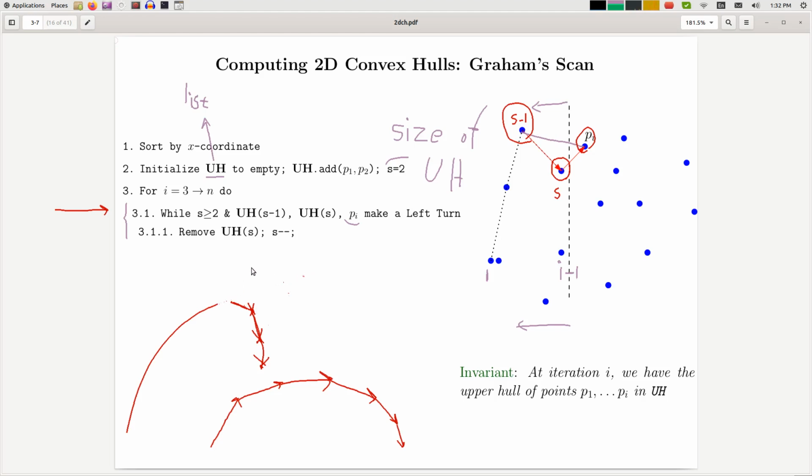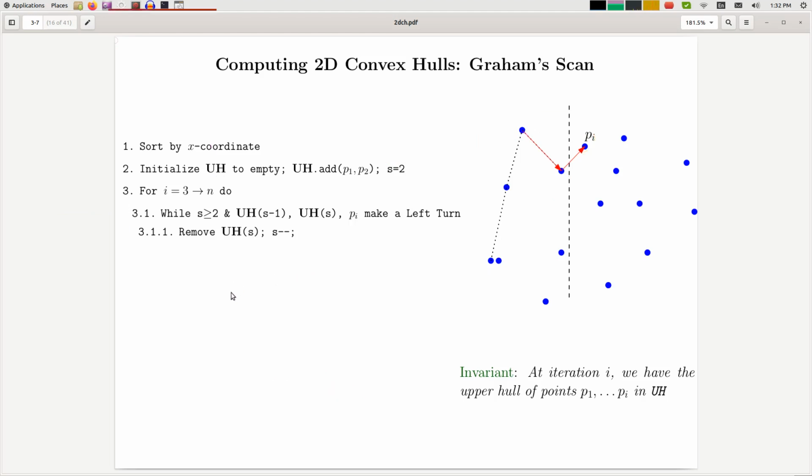Let me just erase my annotations. As long as the last 3 elements of the list, well, pi and the last 2, make a left turn, we remove the middle one. Once the condition is no longer the case, then we can safely add pi to the list. There is also an additional constraint, and that is we should check that there are at least 2 points left, because otherwise this S minus 1 will be meaningless. So we need to have at least 2 points left. If there is only 1 point left, then we can just add pi to the list.